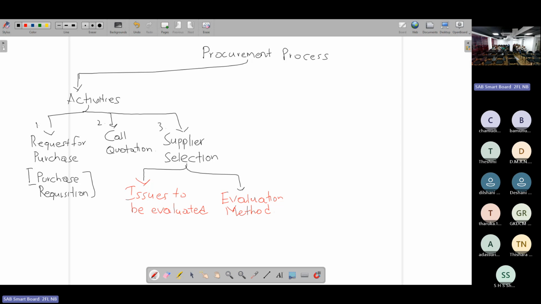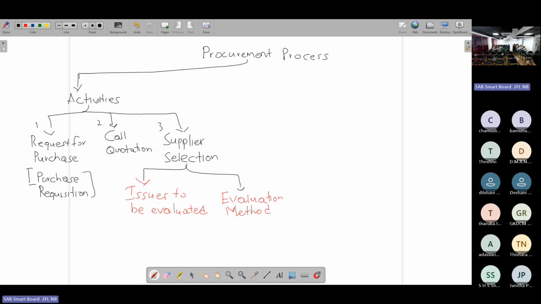We already discussed supplier selection. There are 2 subtopics. One is issues, second one is methods of evaluation. What are the issues we have to evaluate? Before supplier selection, I will write at the bottom of these topics: 2 things we have to consider when we are selecting a supplier, financial stability and operational value. We can elaborate that further into 4 issues. We have to check 4 issues. What are those 4 issues?